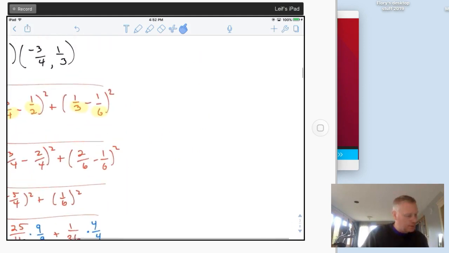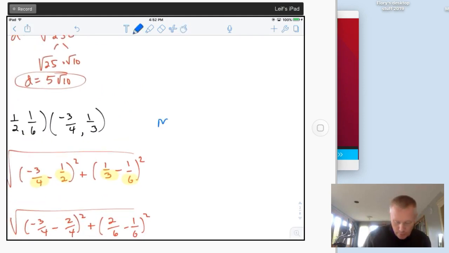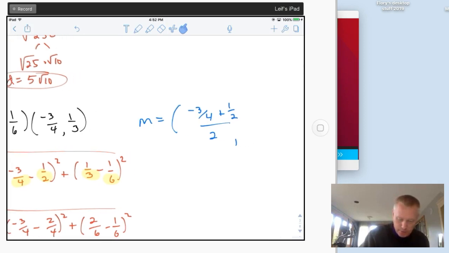Midpoint. Midpoint should be much easier. The midpoint, I add my x's together, which is negative 3/4, plus 1/2 over 2, and the y coordinates, you get 1/6 plus 1/3.